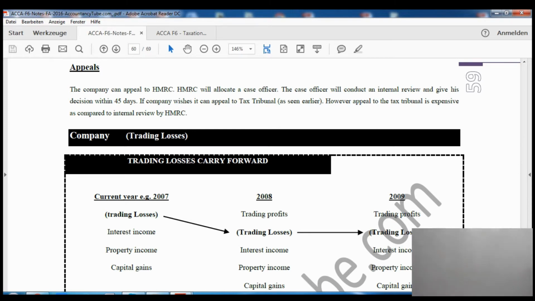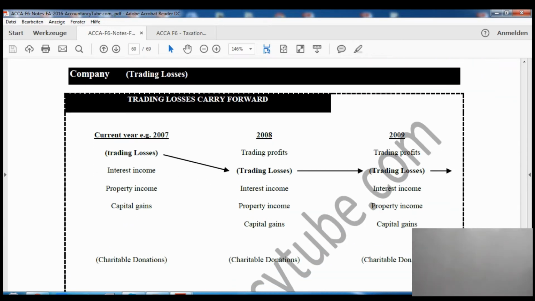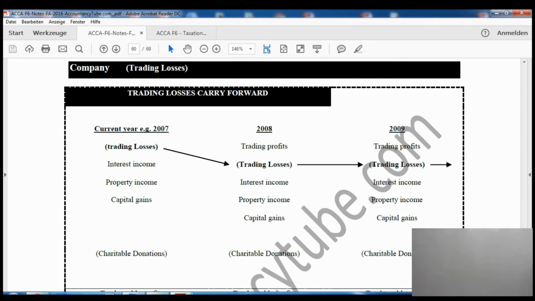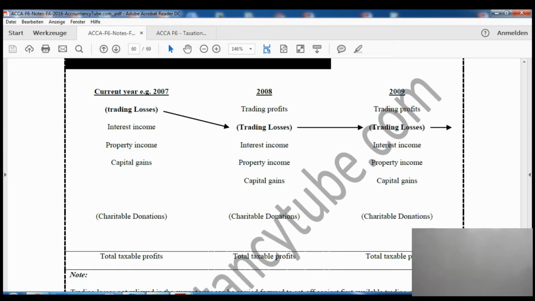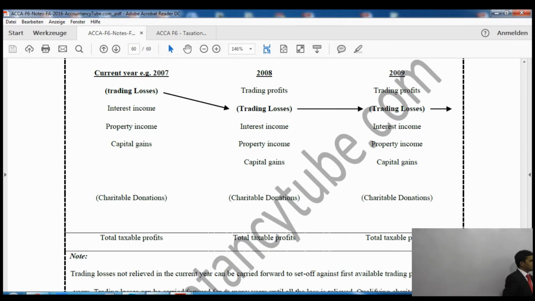Right, then after that it says trading losses. So if your company is incurring some losses, how do you deal with them? The first one is trading loss carry forward, and we will assume that the current year is 2007, and you have incurred a loss. If it is a carry forward loss, you can carry forward the loss to set off against future profits as long as the loss is not relieved.